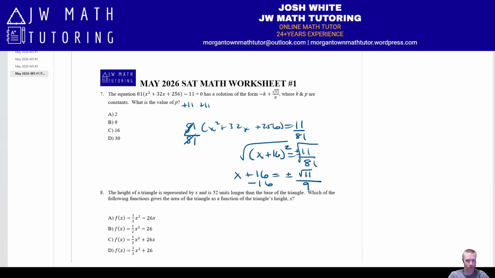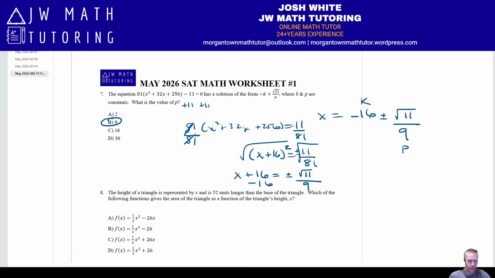And you actually wouldn't have to do this extra step, but if you wanted to, you could subtract 16 and then see we get our answer here of negative 16, technically plus or minus root 11 over, not p, over 9. Therefore, if you match up the constants, p is going to equal 9, k is going to equal 16. So the correct answer here is going to be letter B.